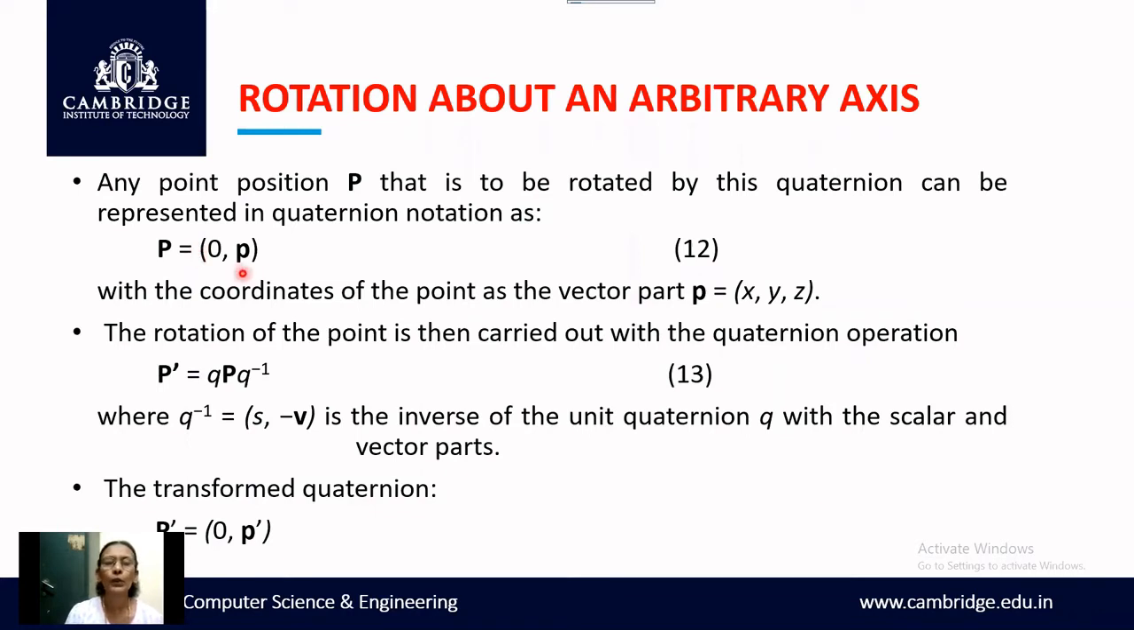Now, when you rotate this about the origin, you get P dash equal to Q into P into Q to the power of minus 1. Q is the quaternion S comma V. Q to the power of minus 1 is Q inverse, where the scalar part remains the same and the vector part reverses direction, that is, minus V.